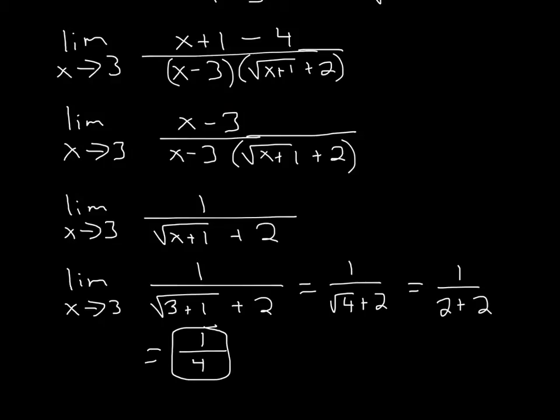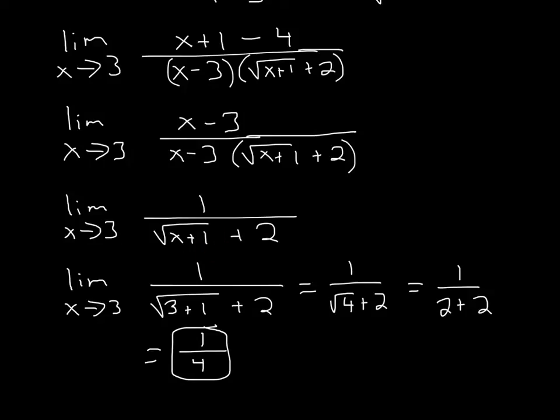You have to realize that there is always an invisible 1, because if you multiply this by 1, it'll just be the same. So just because you cancel this doesn't mean that you'll only have this left. You still have a 1 at the top. So you just cancel this, you have 1 remaining, and then square root of x plus 1 plus 2.